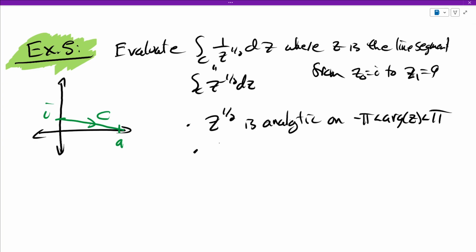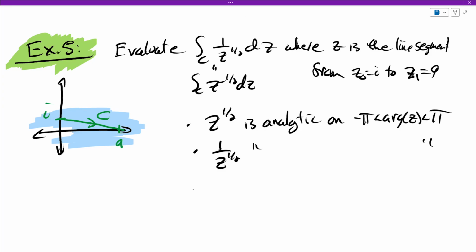And so similarly, 1 over z to the 1/2 is going to be the same thing, right? Because we're throwing away 0 as well. And C is actually away from that, right? So C, our contour, avoids that area. So we know that an antiderivative exists, and we can actually use the one that we know it is.